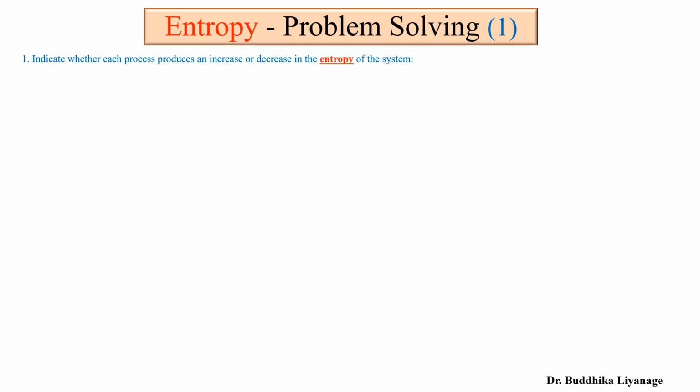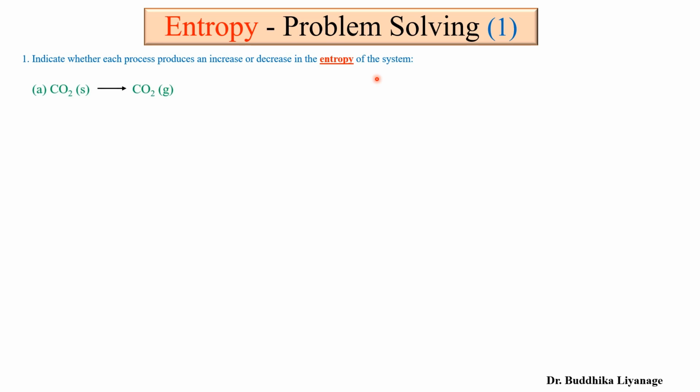Let's talk about entropy problem solving. Here I am going to solve three problems as a series. This is the first part of the problem solving based on the entropy. Question number 1. Indicate whether each process produces an increase or decrease in the entropy of the system.